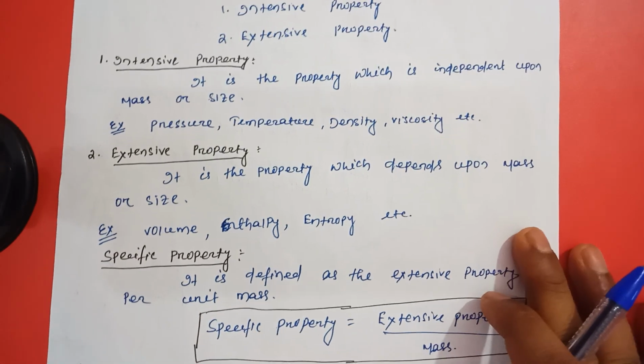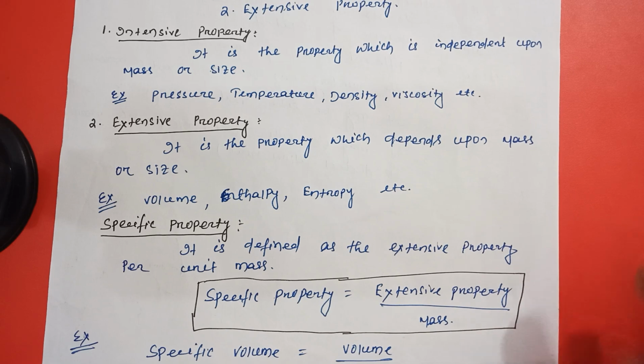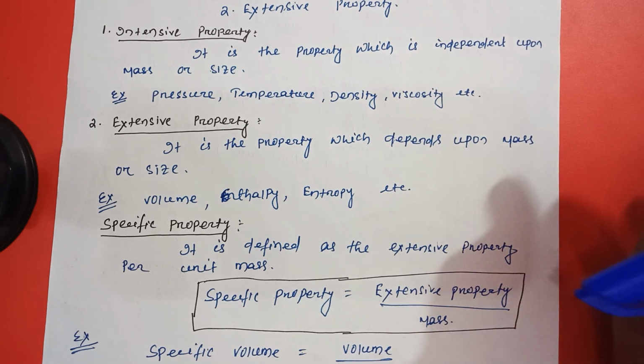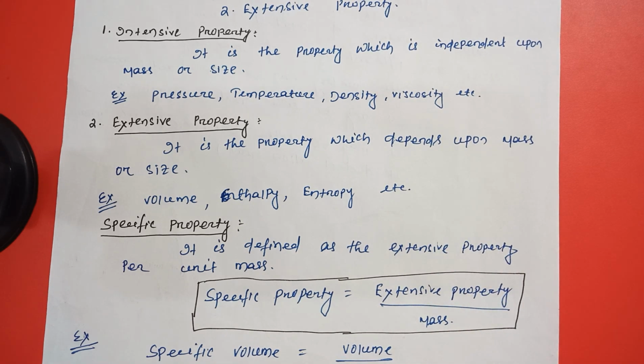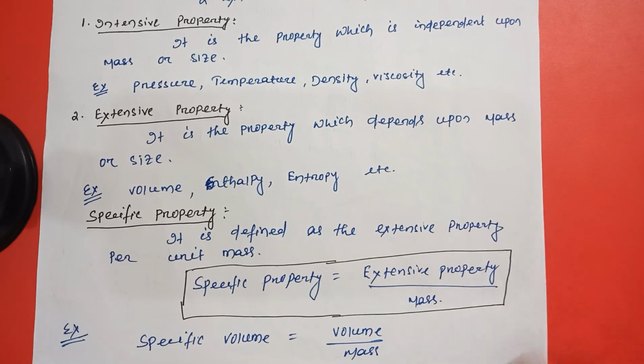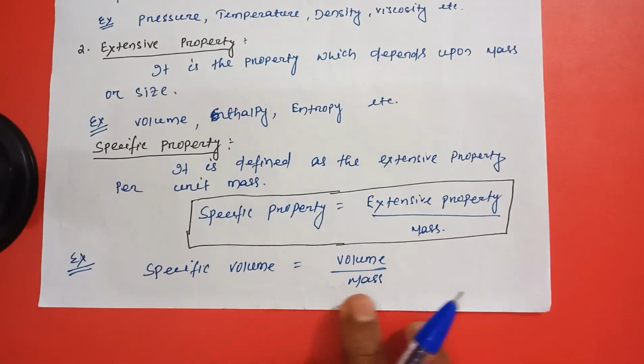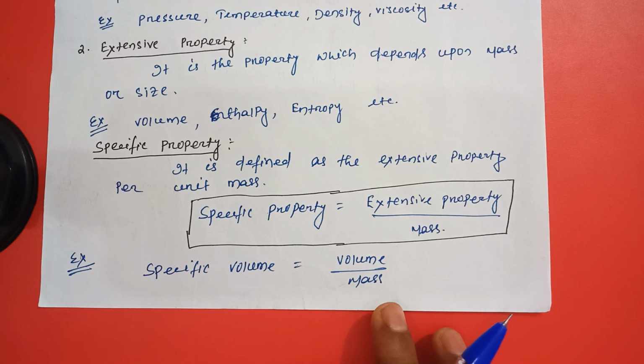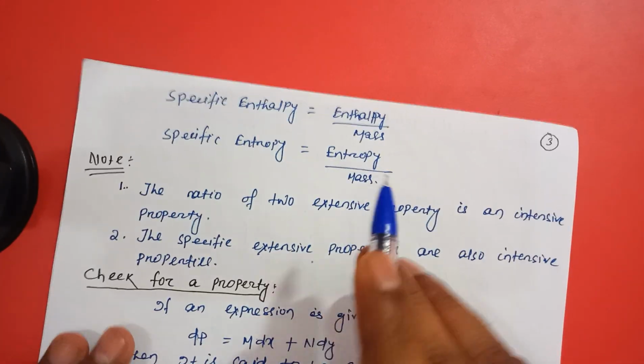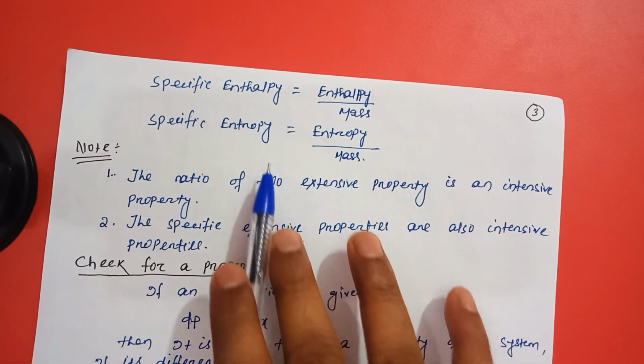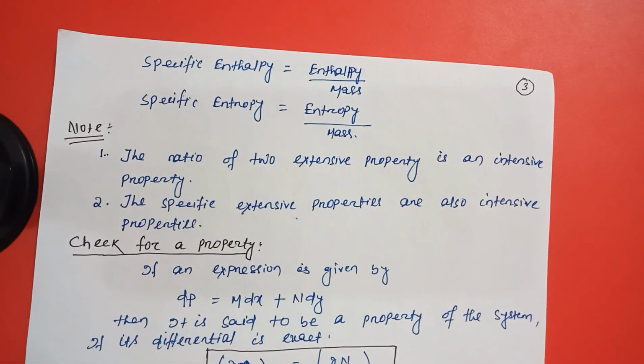Next one is specific property. It is defined as the ratio of extensive property to mass, or extensive property per unit mass. Specific property equals extensive property per mass. Example, specific volume equals volume per mass. Similarly, specific enthalpy equals enthalpy per mass. Specific entropy equals entropy per mass.